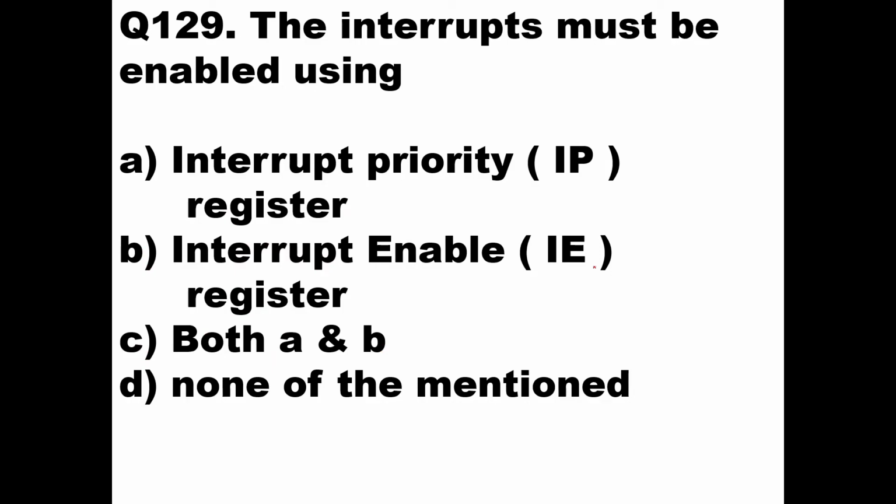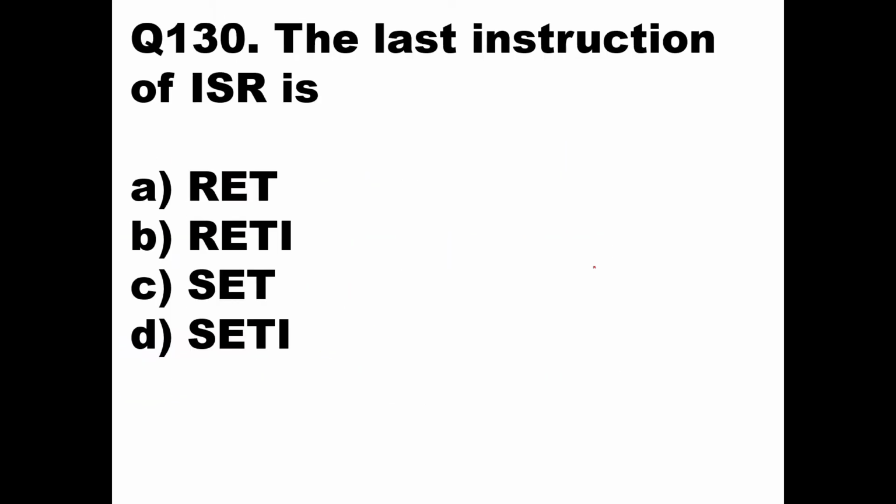129. The interrupts must be enabled by using which register? The register names given are interrupt priority register IP, interrupt enable register IE, both IP and IE, or none of them. It is obviously the interrupt enable register. Interrupts must be enabled by using the interrupt enable register. Option B will be the right answer. Then we'll go to the next question.